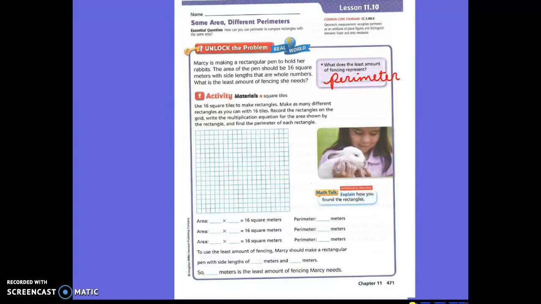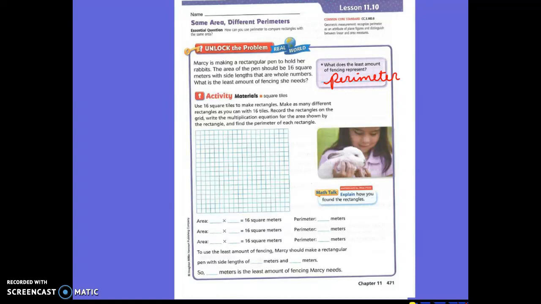Okay, so we're going to use 16 square tiles to make rectangles, and make as many different rectangles as you can with 16 tiles. Record your rectangles on the grid. We're just going to do rectangles on the grid. We're not going to get actual rectangle or square tiles out. Okay? So we need to make an area of 16. That means there needs to be 16 in the middle. Okay? 16 squares in the middle of a rectangle. So, how can we make something with 16 squares in the middle?